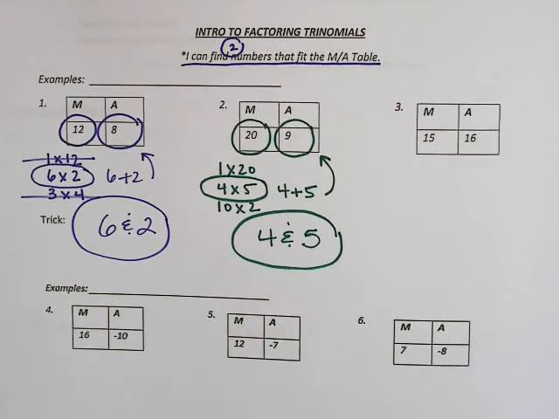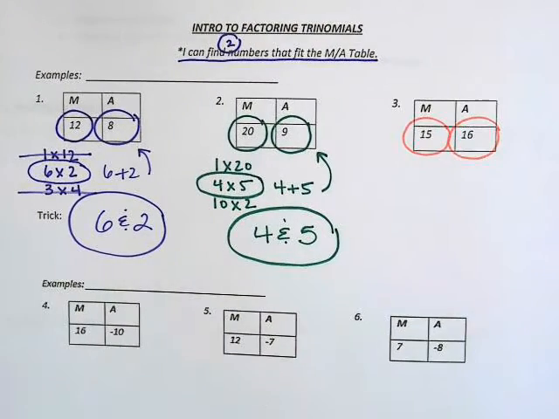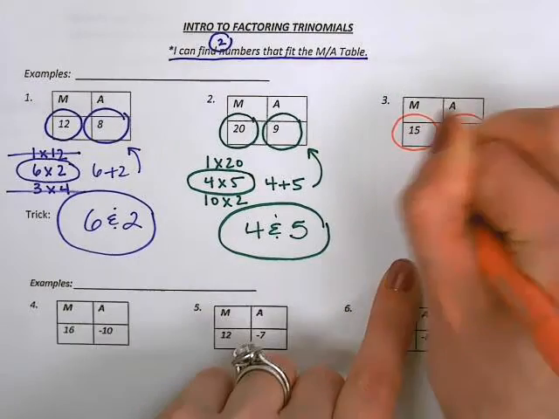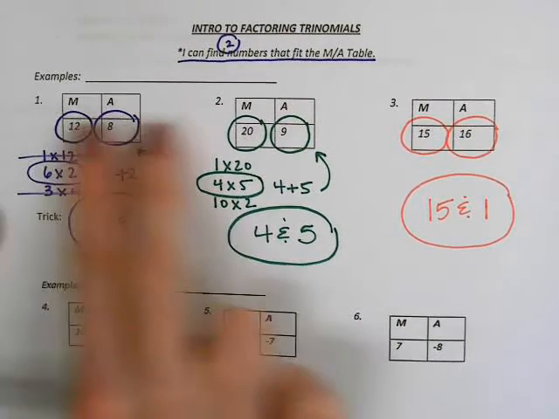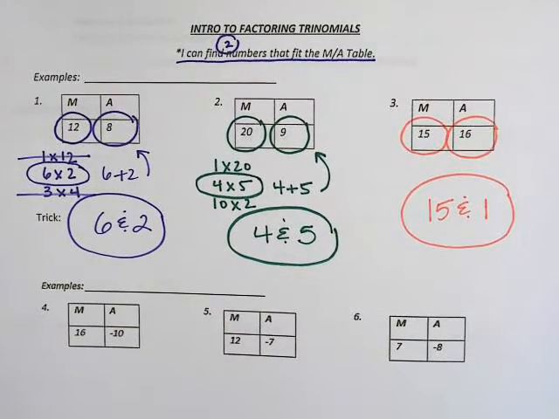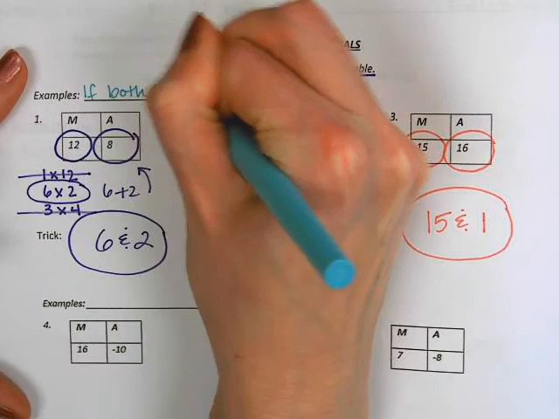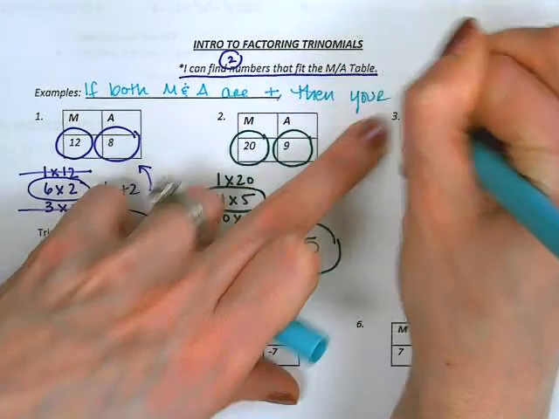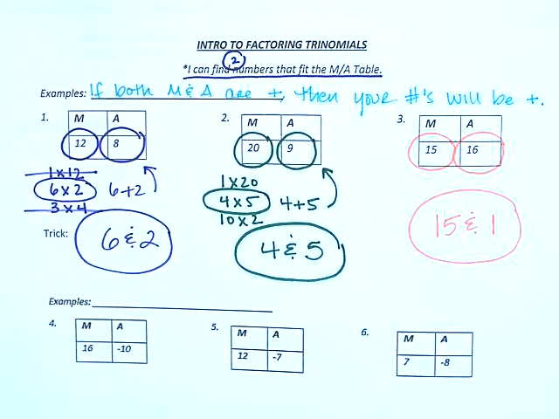Okay, so the magic numbers here are 4 and 5. All right, and number 3, what are two numbers that multiply to 15 but add to 16? And I'm going to do that one in my head and just say it's 15 and 1. Okay, so a nice trick here. If both numbers are positive, then both answers are going to be positive. Okay, so let's write that down. If both the M and the A are positive, then your numbers will also be positive. Okay, it's just like a little rule there.